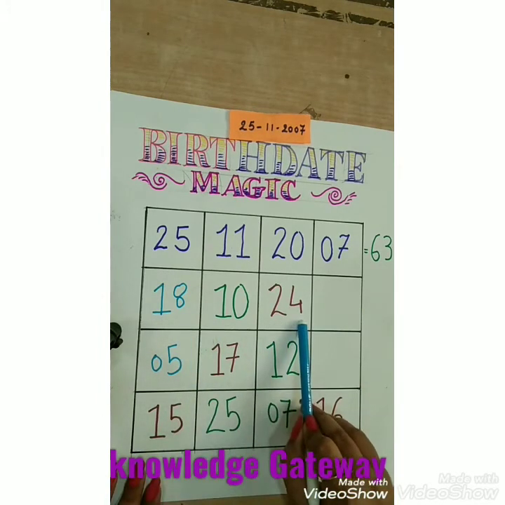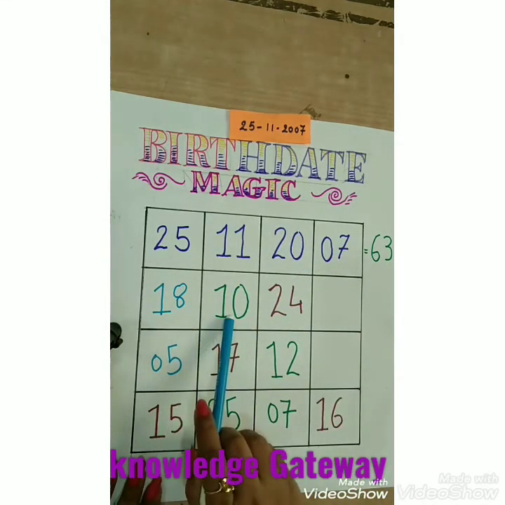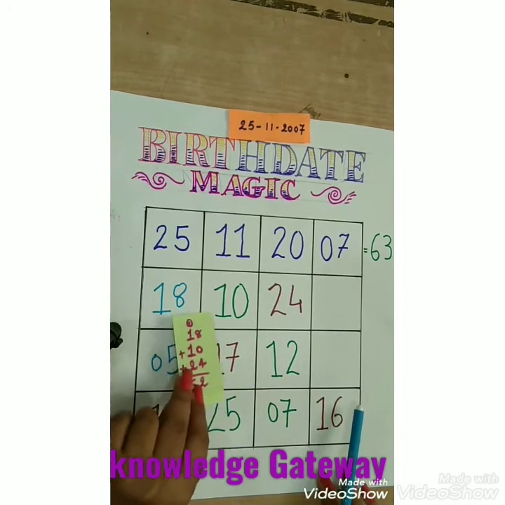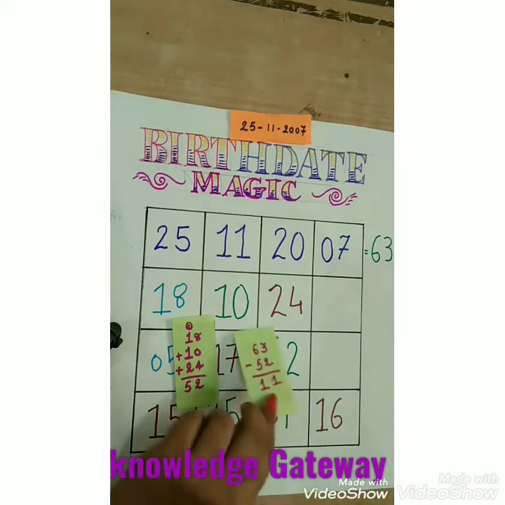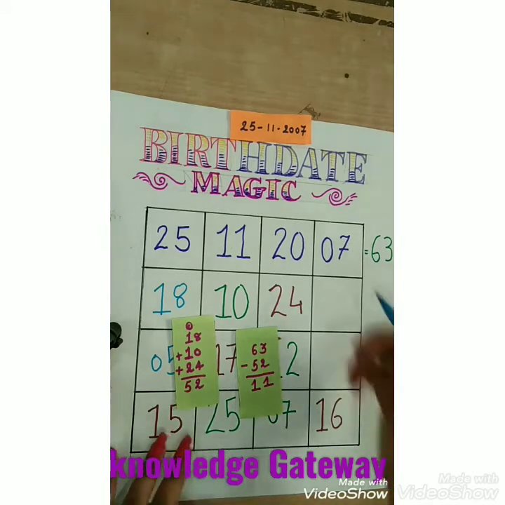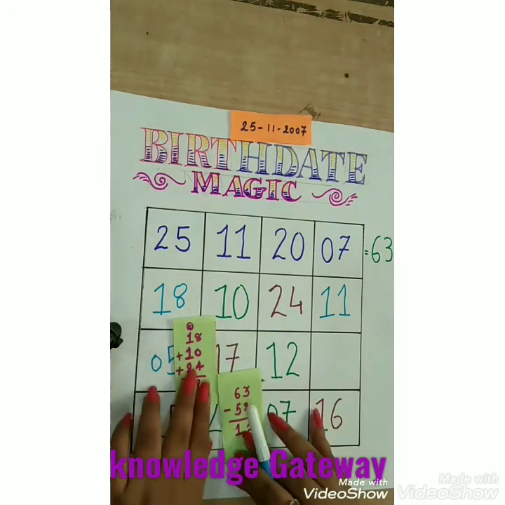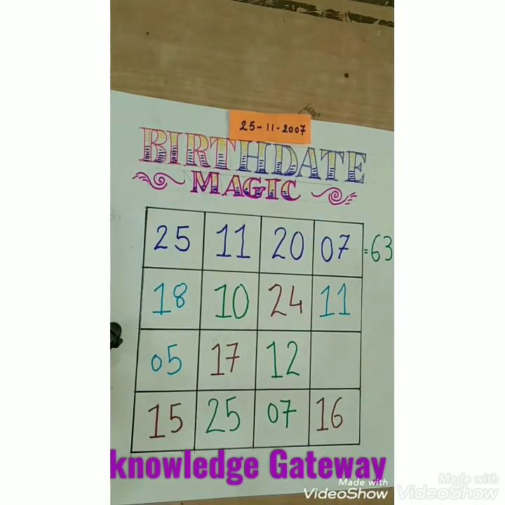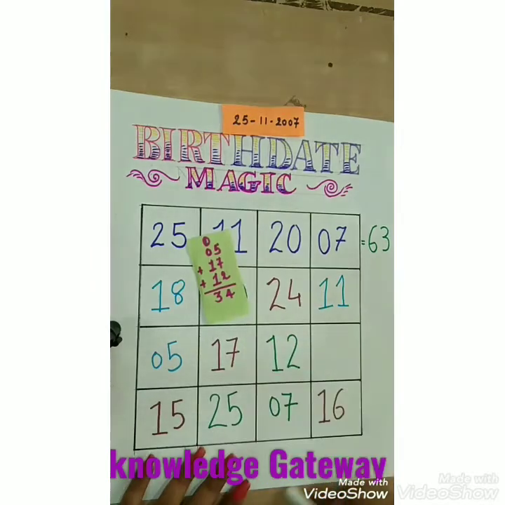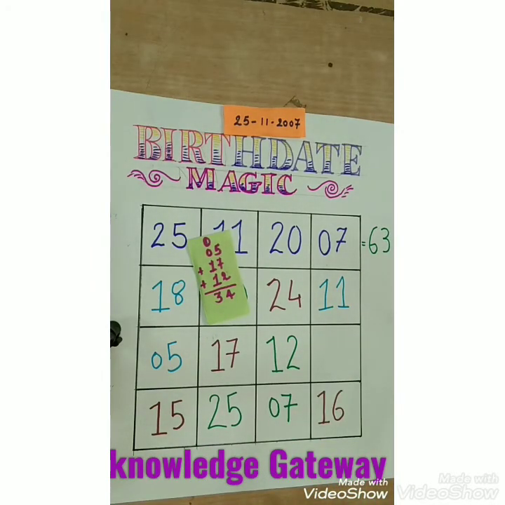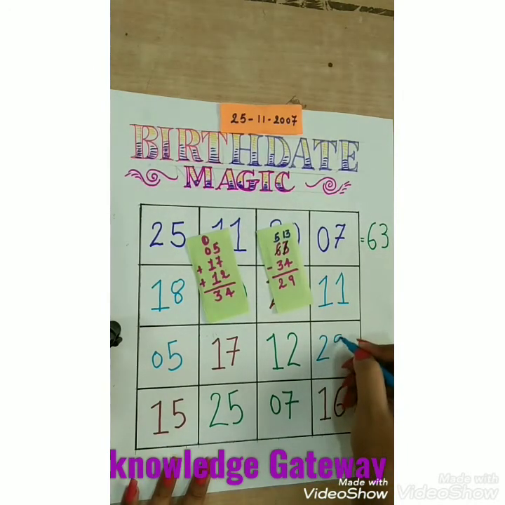So we have these 3 numbers as we did for this row and this column, same like 18 plus 10 plus 24. You can see 18 plus 10 plus 24 is 52. Our total is 63. 63 minus 52 we will get 11. So directly we can write the number 11. Now same like for this row, 5 plus 17 plus 12. You can see 5 plus 17 plus 12 is 34. So we have to subtract 34 from 63. So we will get 29.